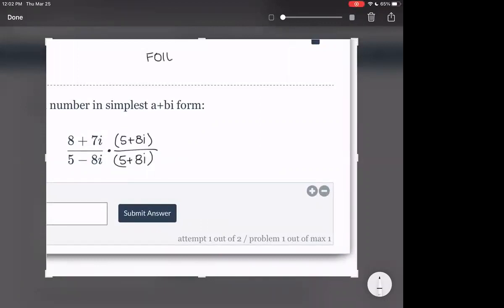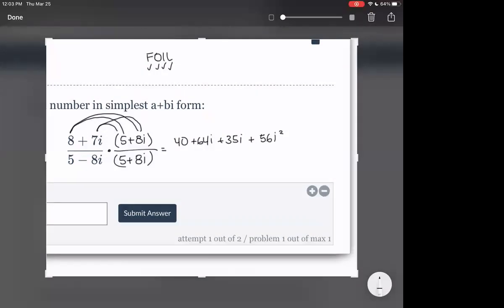Let's do the FOIL of the top. F stands for first. That's 8 times 5. O stands for outer. That's 8 times 8i. I stands for inner. That's 7i times 5. So 35i. And L stands for last. So that's 7i times 8i, which will give us, oh my gosh, my brain is blanking. 56i squared.